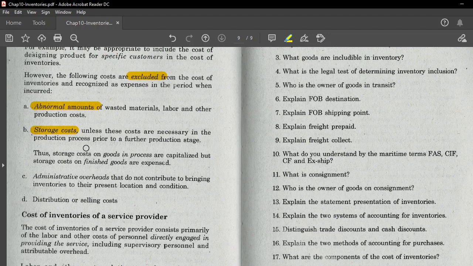So, here it is. Storage cost on goods in process are capitalized. So, when we say capitalized, it is added to the cost of inventory. Whereas, if the storage is for finished goods, it is expensed.